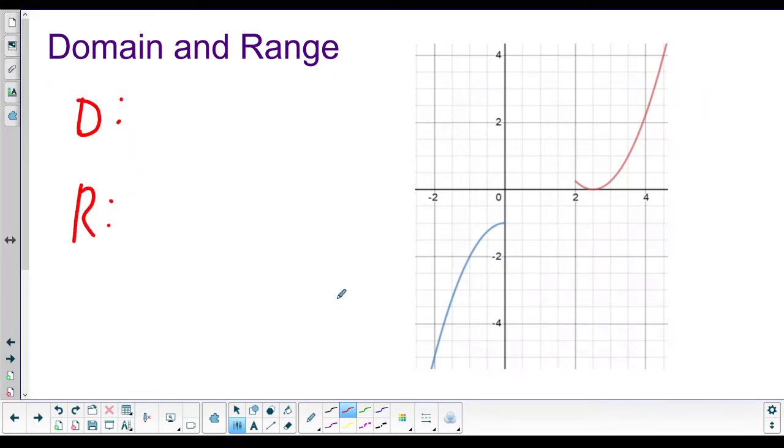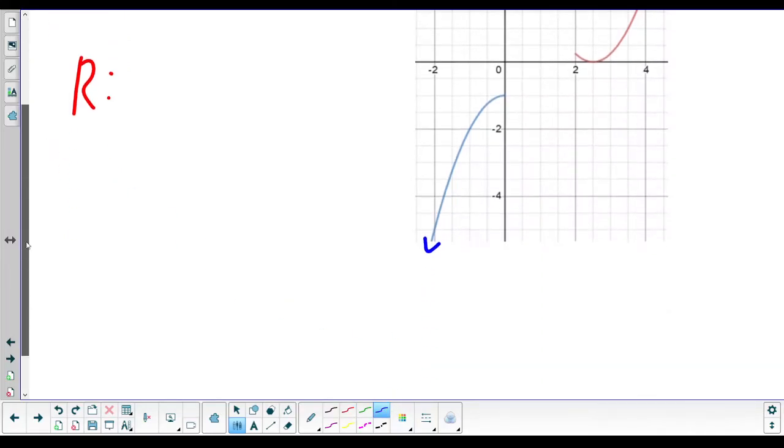So domain is left and right. Always start on the negative side. So we look at the negative, and we want to know how far left does this go. And there's an implied arrow here. Remember that conversation we had?